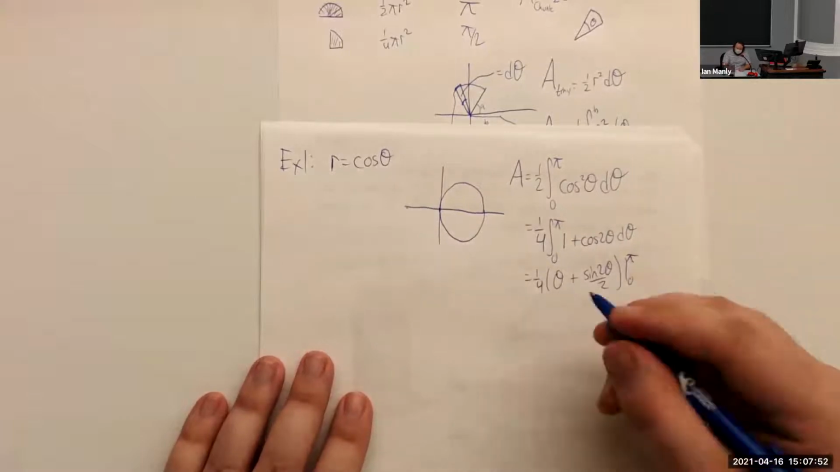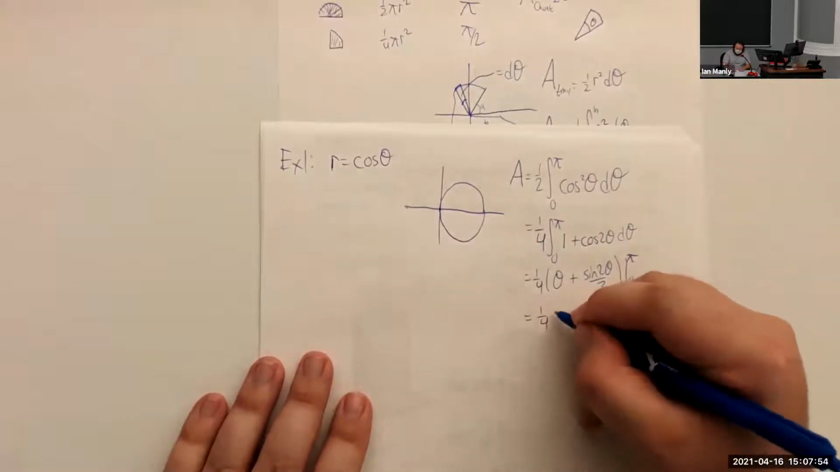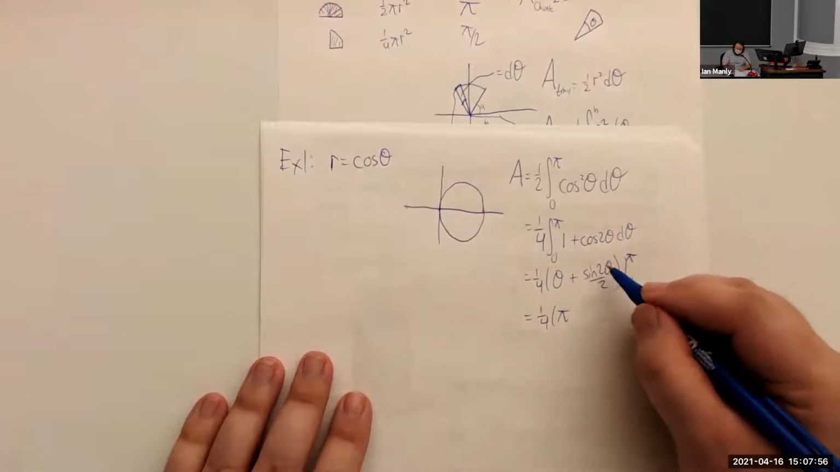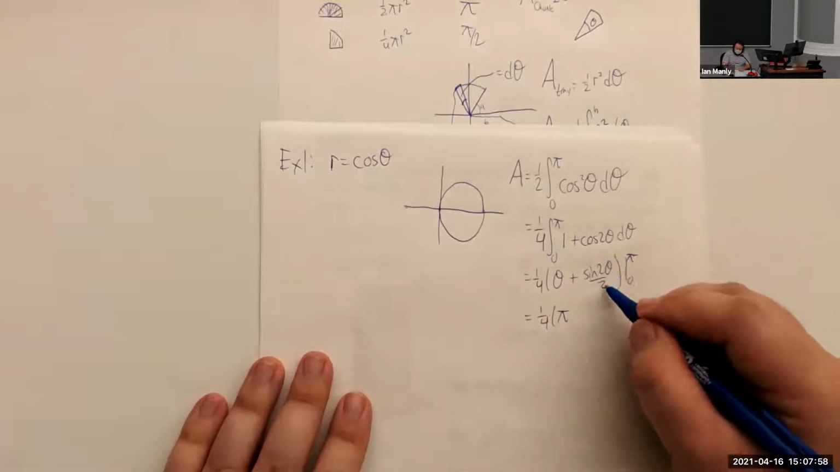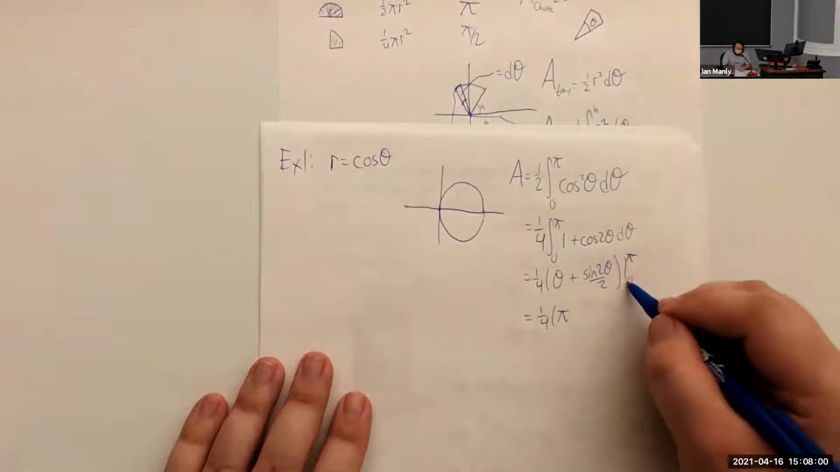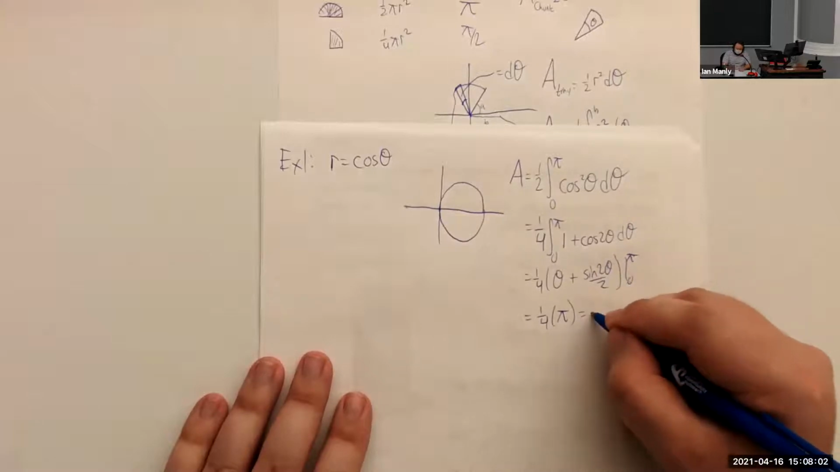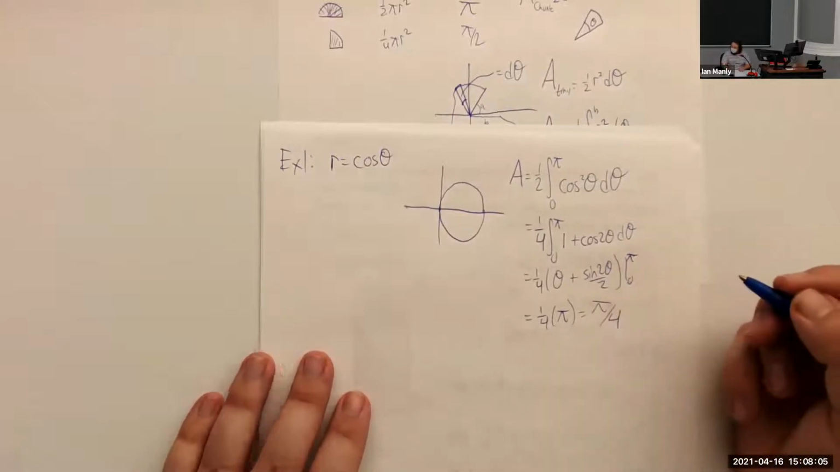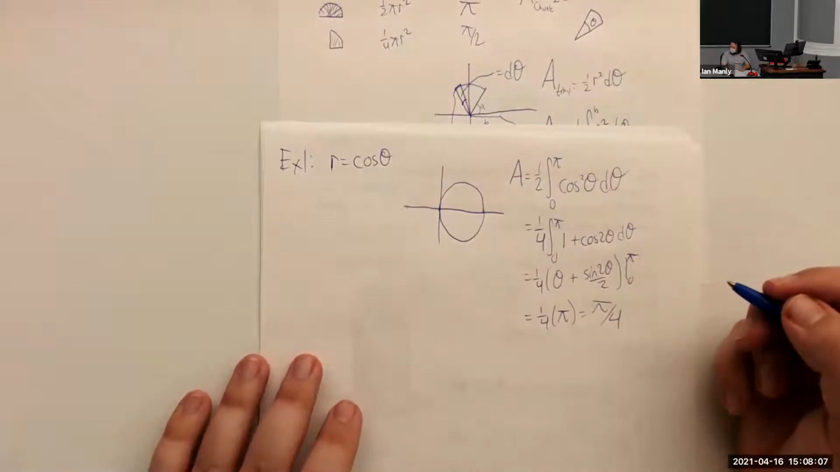We plug pi in here. And then we plug 0 in here. So we have sine of 2 pi is 0. And we have 0 here, and then sine of 0 is 0. So we end up with pi over 4 right here.